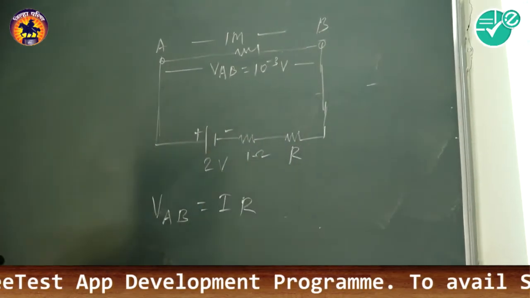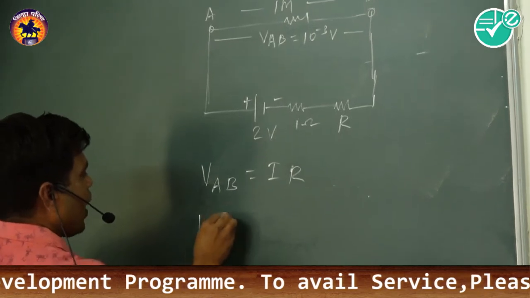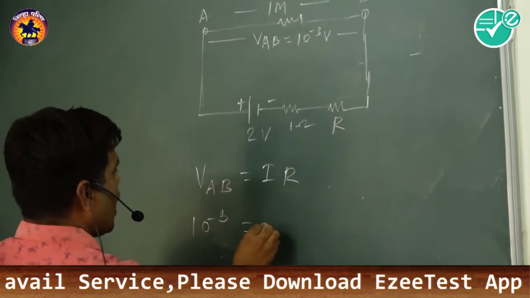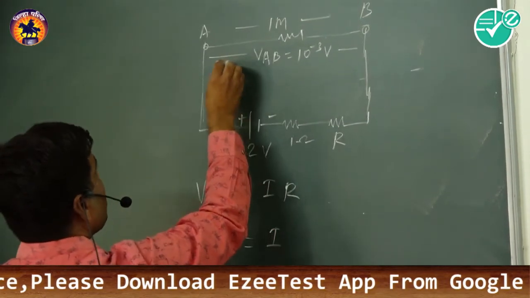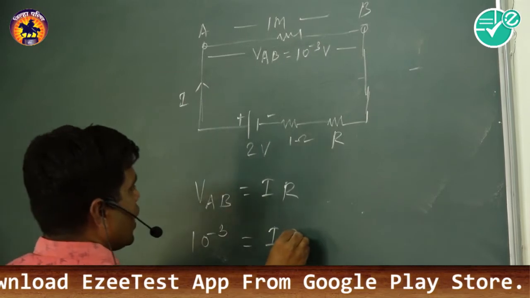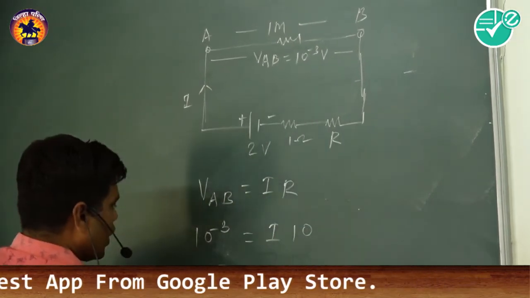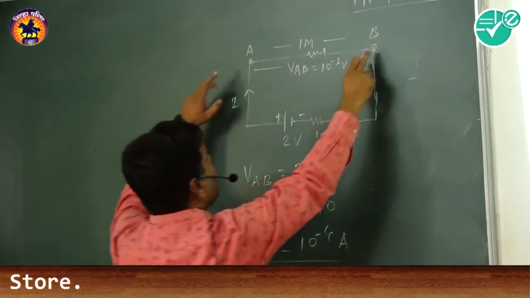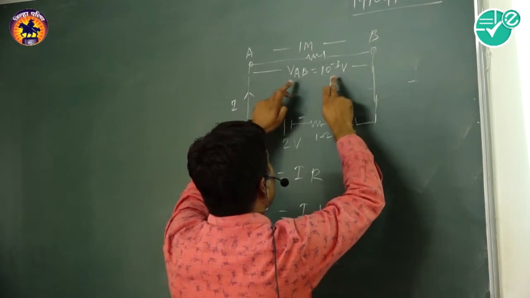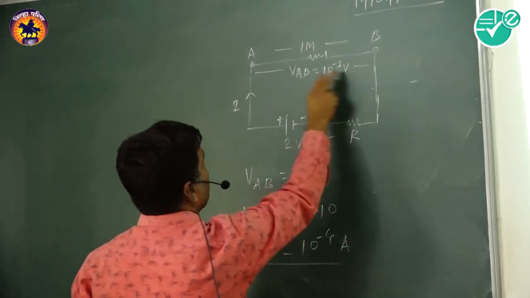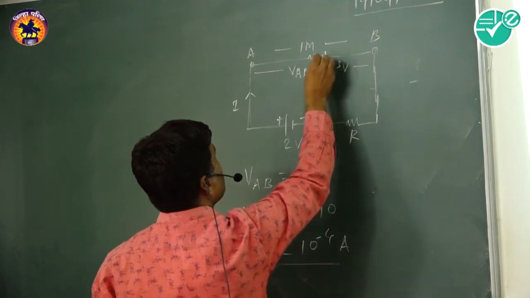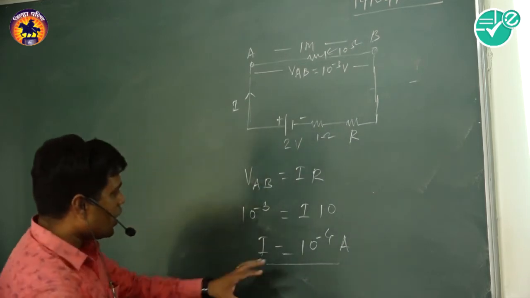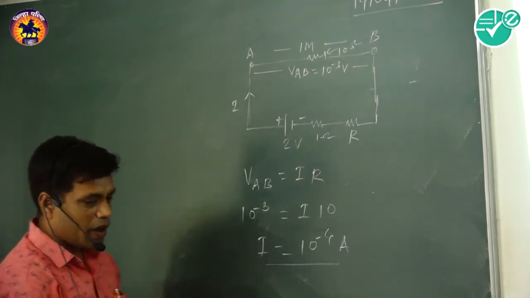Now from this data you can calculate: 10 to the power minus 3, means 1 millivolt, is the potential across this wire AB. We don't know I, so we have to calculate the current flowing through this circuit, and the resistance of the given wire is 10 ohm. So, the current flowing through this circuit is 10 to the power minus 4 ampere, because this wire has a length 1 meter, has a potential difference of 10 to the power minus 3 volt, means 1 millivolt across it, and has a resistance of 10 ohm.